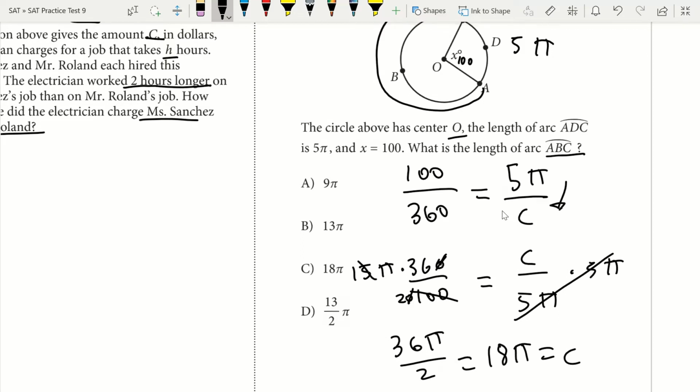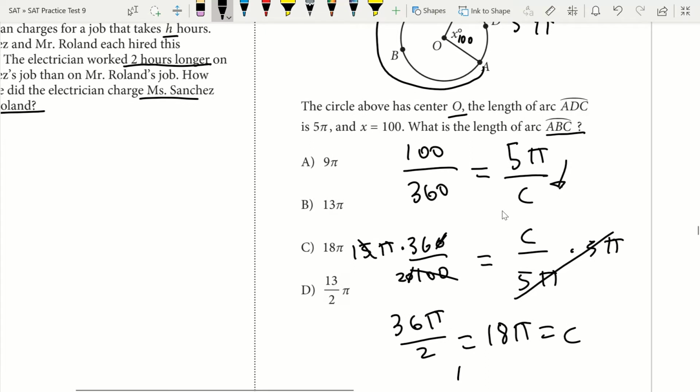Now we just go ahead and subtract 5 pi from our circumference. Okay, so we have 18 pi. We go ahead and subtract that 5 pi. We're going to end up with 13 pi then as the length of arc ABC.